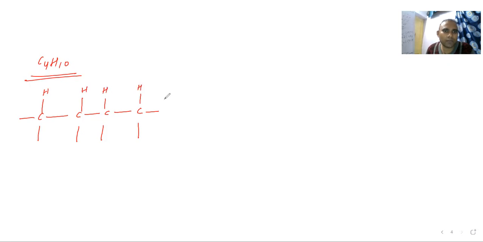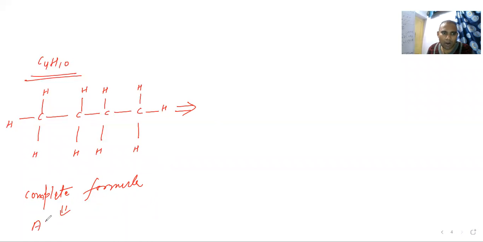So 3, 5, 6, 7, 8, this is 9 and this is 10. All the bonds are shown. So this is known as what? Complete formula. This is going to be known as complete formula. Then we convert it into condensed formula. Complete formula means all bonds shown. If you want to write anything, you can ask me to stop, and I will stop so that you can write right now.